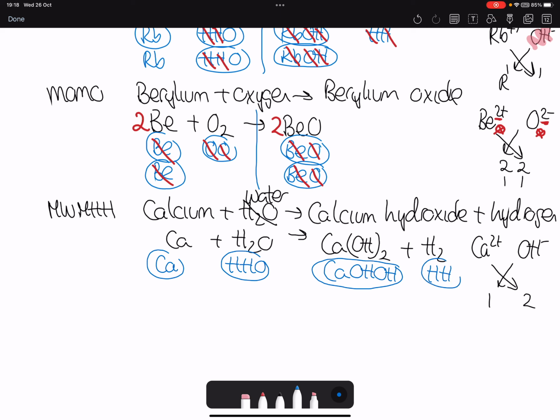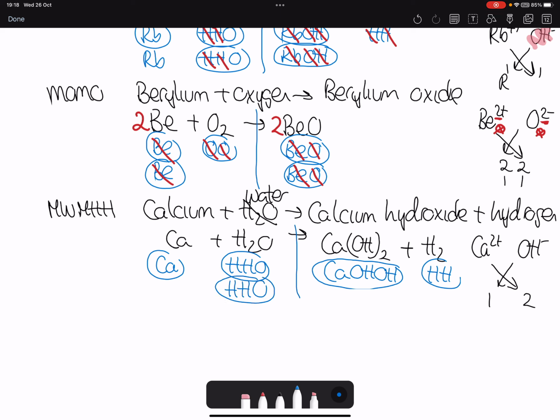So the most obvious thing to me is the fact that there are 2 oxygens on my right-hand side and 4 H's. So to get the left-hand side to match, I have to put in another package of water. So we now just check 1, 2, 3, 4 hydrogens, 1, 2, 3, 4 hydrogens, 2 oxygens, 2 oxygens, 1 calcium, 1 calcium. So that is done. So we have 1 calcium plus 2 H2O gives Ca(OH)2 plus H2.